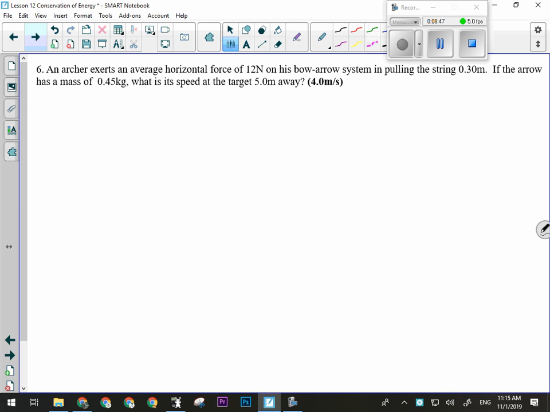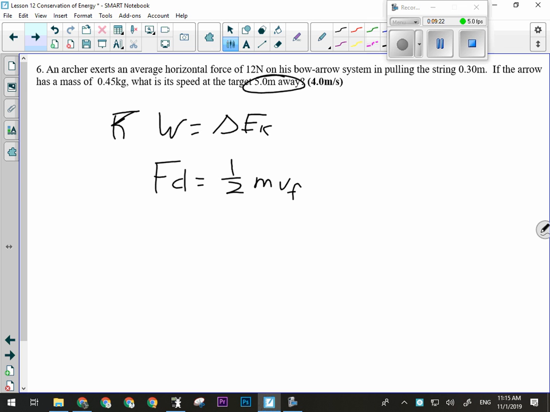Kinetic. There are pieces of information in this question that are meaningless. It doesn't matter how far away the target is. If this is a perfect physical world, the arrow will continue to travel at the same speed it was before. So that work is going to represent the kinetic energy, or the change in kinetic energy, of the arrow. It's going to change from 0 to however much work I did. So I'm going to go force times distance equals 1/2 mvf squared.